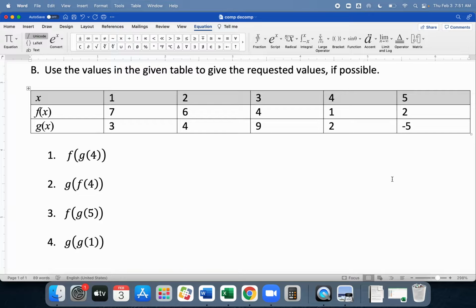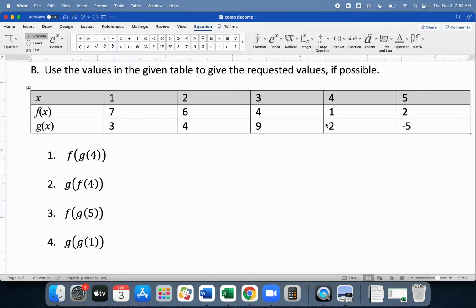But if I want f of g of 4, thinking about what that means, this is a sequence of two processes. First, like order of operations, start inside the parentheses and work your way out. So 4, find g of that, and then find f of whatever you just found. So starting with 4 as an input value, I want to find g of that. So g of 4, according to this table, is 2.